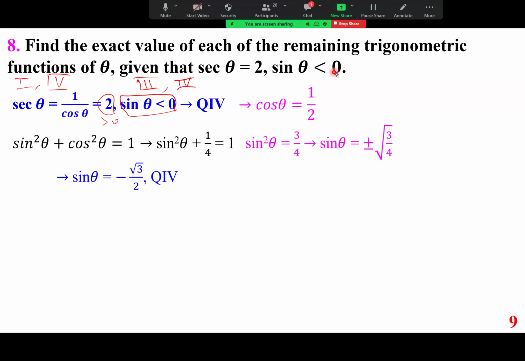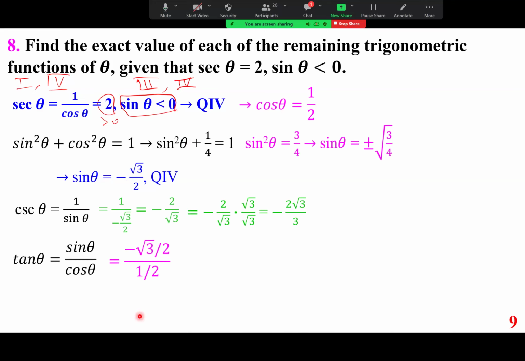Tangent is sine over cosine, and the rest of them are the reciprocals. So for example, since we have the sine, cosecant is the reciprocal of this number, which makes it negative 2 over square root of 3. Now, rationalization: you multiply by square root of 3 over square root of 3, and you get minus 2 square root of 3 over 3. Most likely, this is the format you should answer. Now, tangent is sine over cosine. You drop the bottom 2 and you get negative square root of 3. And cotangent is the reciprocal of tangent.